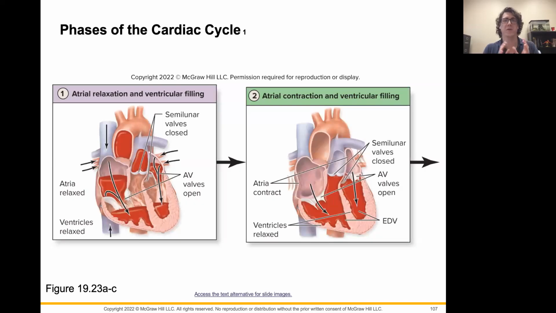Hi, everybody. In this video, we're going to talk about the phases of the cardiac cycle. So exactly what is happening in the cardiac cycle, and where are we moving, what's happening in this whole process, okay?